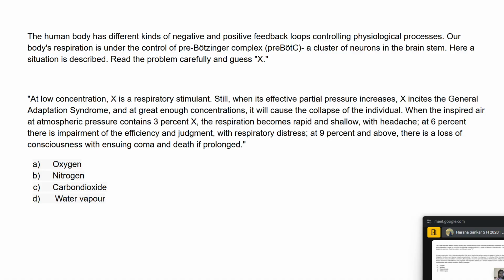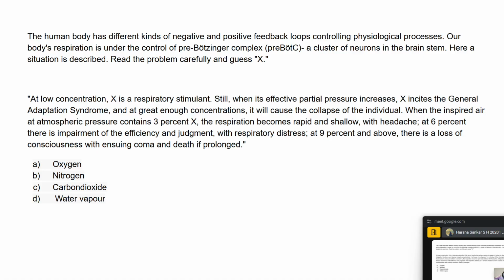So what is this X? Which gas is X? They are talking about what happens in our body at what percentage. So generally it is a stimulant, but X incites the general adaptation syndrome when the partial pressure increases. So if the concentration is very high, it will collapse the individual. That's why at 3%, the breath becomes rapid and shallow, and we can even get a headache.